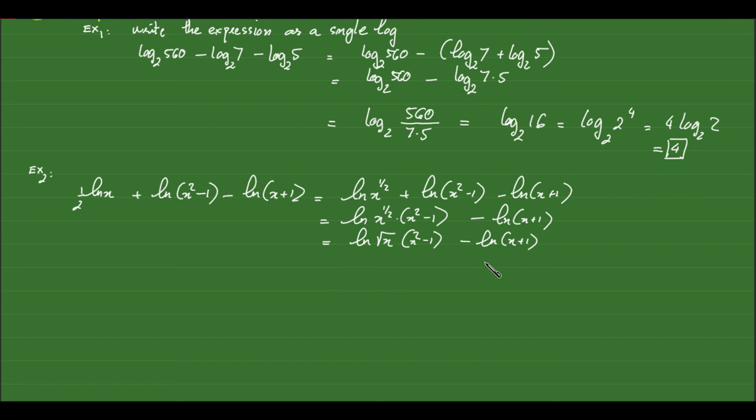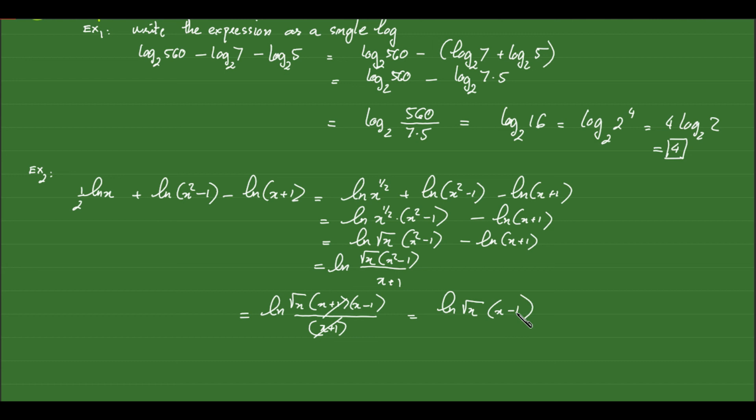And now we have a log of the difference, which gives you a log of the quotient, which is the square root of x squared minus 1 on the numerator, because this one goes first, over x plus 1. But maybe some of you are going to stop right over here. You don't recognize that the x squared minus 1 over here is a difference of squares. So we can go ahead and change it more: x plus 1 times x minus 1 over x plus 1. And now I can cancel the x plus 1. And what I have left is ln square root of x minus 1.